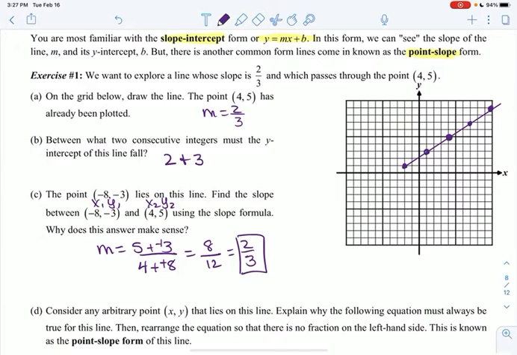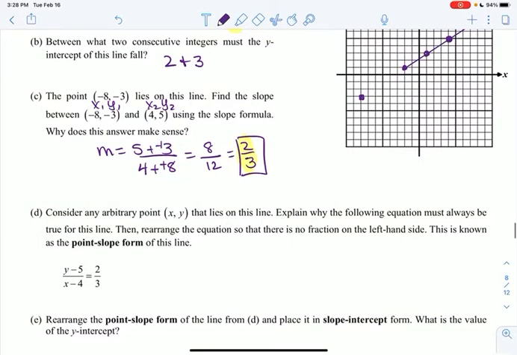All right. Well, that's not surprising because the original line had a slope of 2/3, right? I was told that the slope was 2/3. So it makes sense that another point, which was -8, -3, and that would be over here, if it lies on the same line, then it has to have the same slope. Okay, so that makes perfect sense.